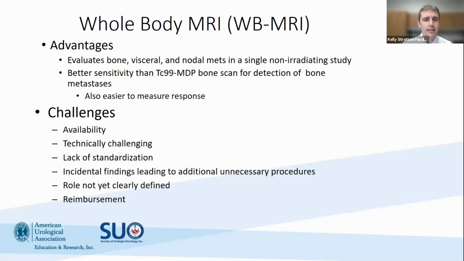The challenge is that it can be technically difficult to obtain a whole body MRI. There is not standard reporting for how to interpret these. And there can be incidental findings that can be hard to discern what is the next step. So the role for whole body MRI has not been clearly defined. Reimbursement is variable, and currently its use is limited.